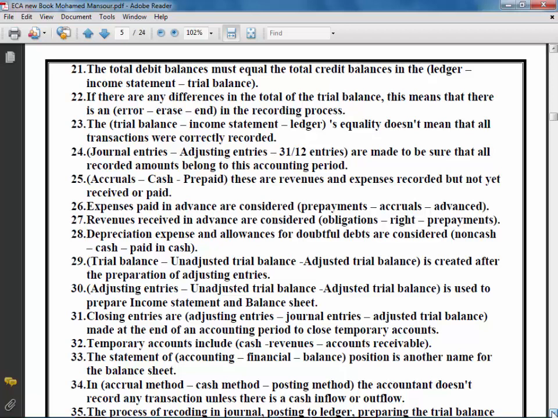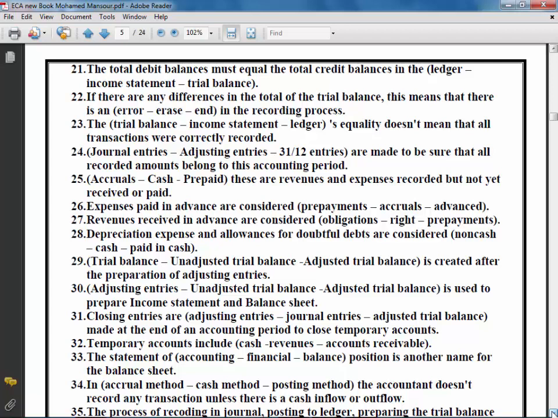Number 27. Revenues received in advance are considered obligations, right? Prepayments. The answer here, prepayments, because revenues received in advance. So the answer is prepayments.